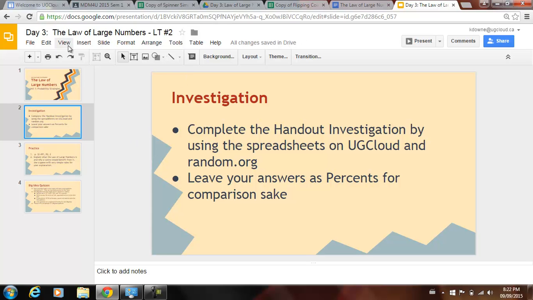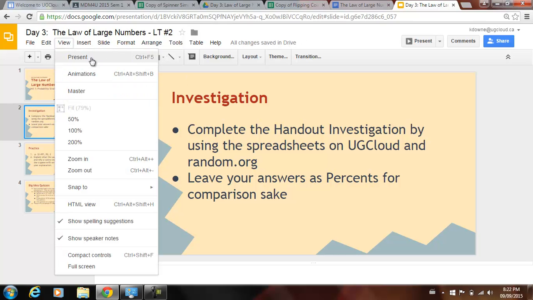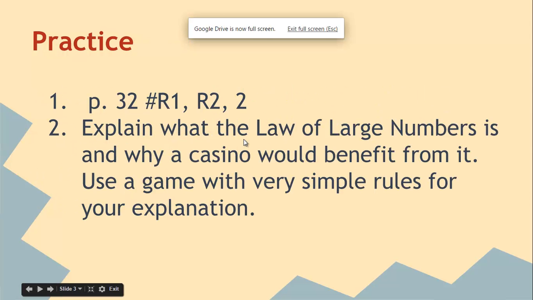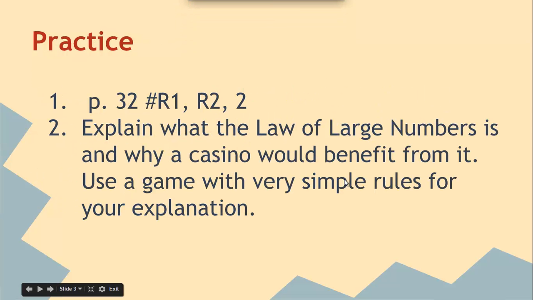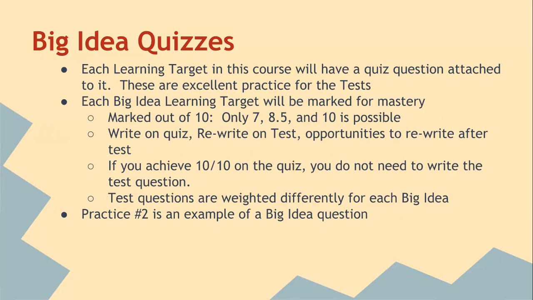Alright. So you guys can take your time to do the rest of them. I just want to finish this slideshow here. Practice, you've only got 3 questions for homework, plus this question here. Explain what the law of large numbers is and why a casino could benefit from it. Use a game with very simple rules, probably how much money you're going to pay out and the probability, and use those for your explanation.